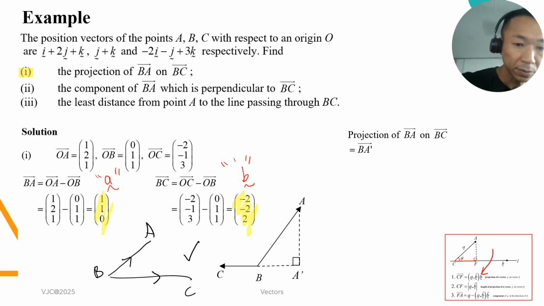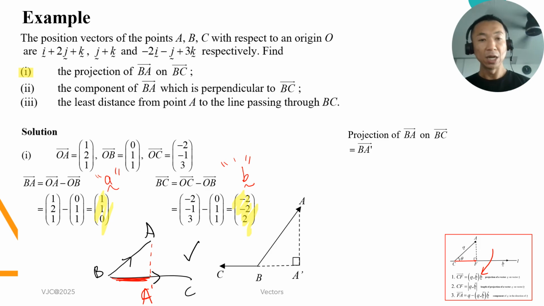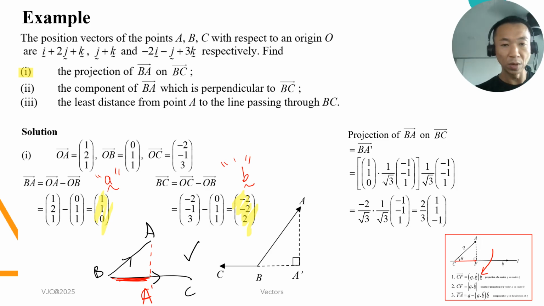Now, so the projection of BA on BC, this is BA prime. The objective is to find BA prime. Now, applying the formula, you would have gotten this, and you will get this answer. I just want to highlight this part here. After you take the dot product here, you actually get negative 2 over root 3.